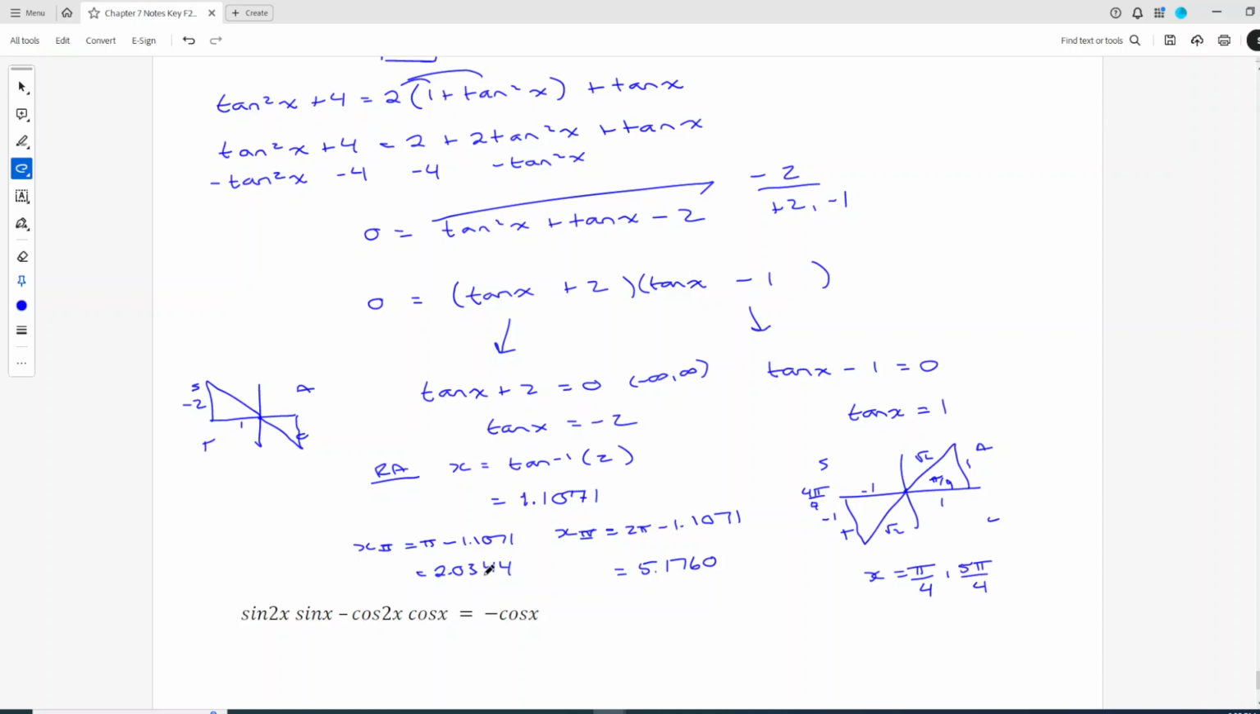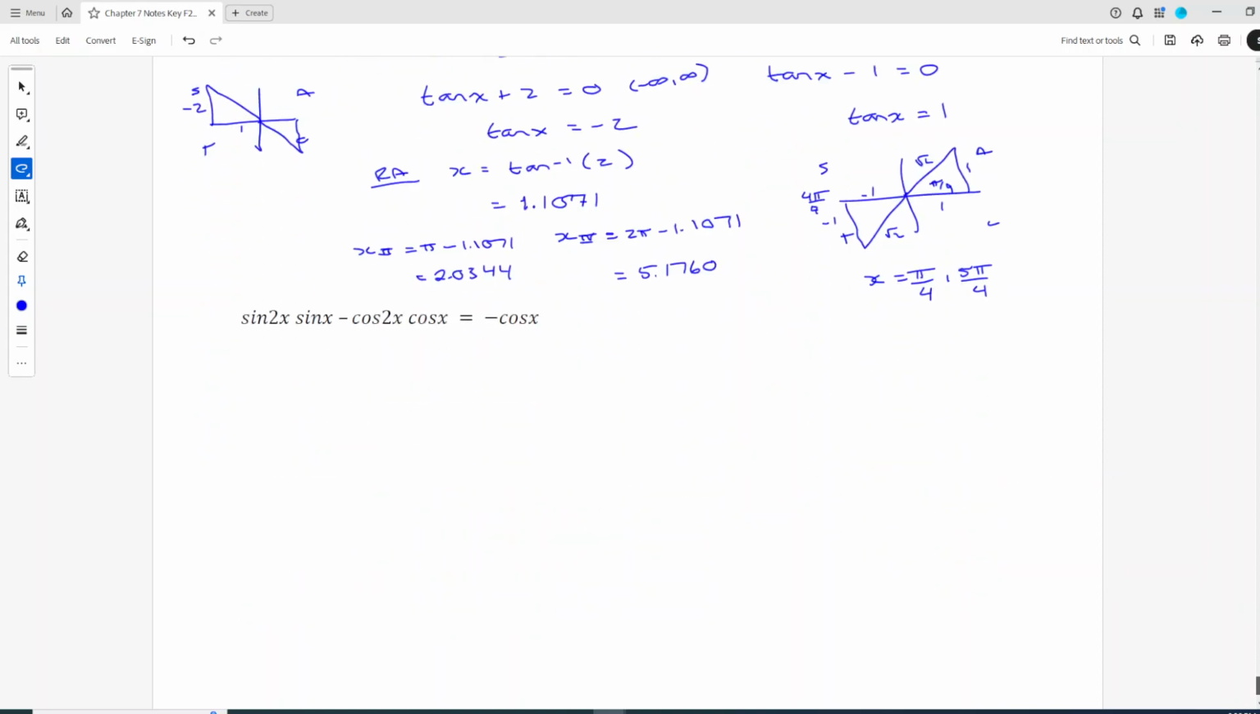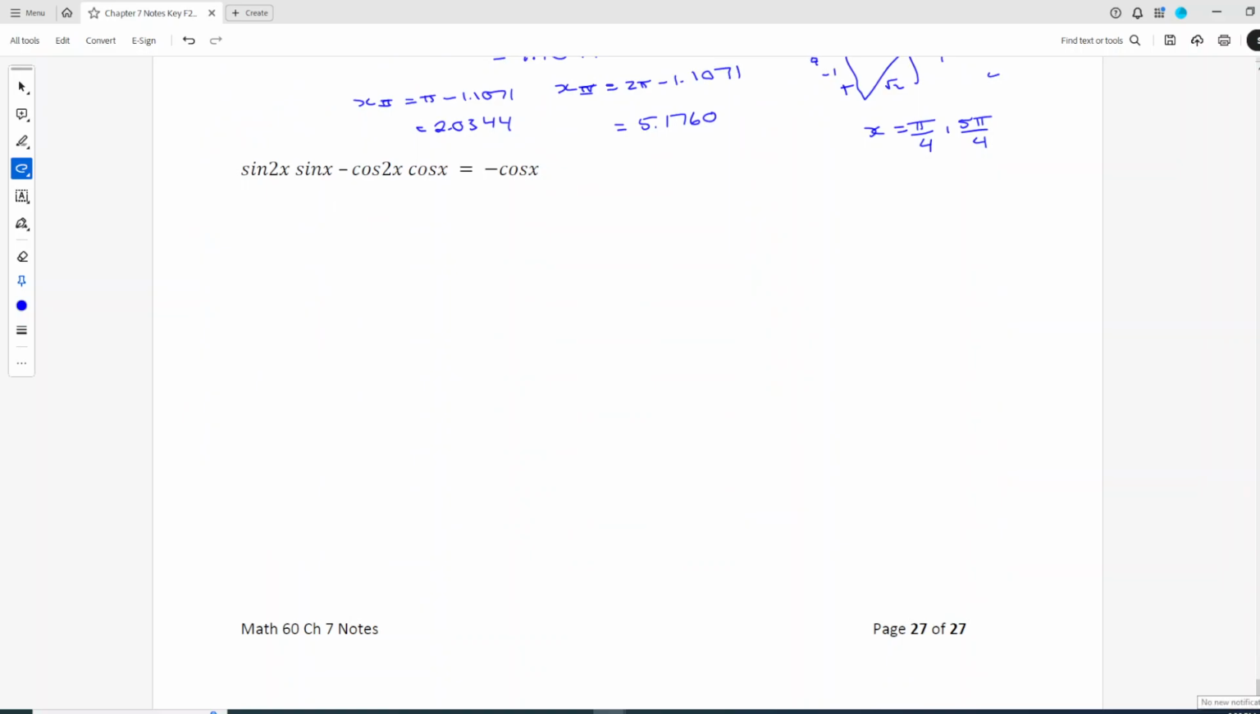So I get 4 answers. 2 of them are awful and approximate, and 2 of them are exact. So you give exact solutions where possible, and where you can't, you give decimal answers. All right, one last question, and maybe I'll put this on another page so we get more room.